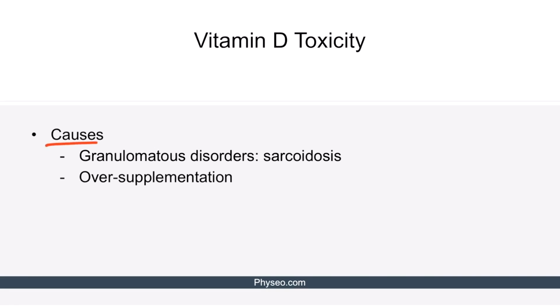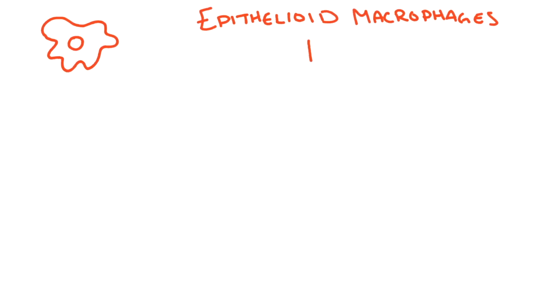There are two major causes. First, granulomatous disorders such as sarcoidosis, and second, oversupplementation. Let's briefly review how sarcoidosis can cause vitamin D excess. Epithelioid macrophages that are found in the granulomas produce 1-alpha hydroxylase.